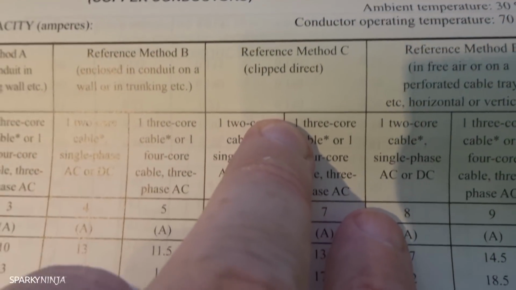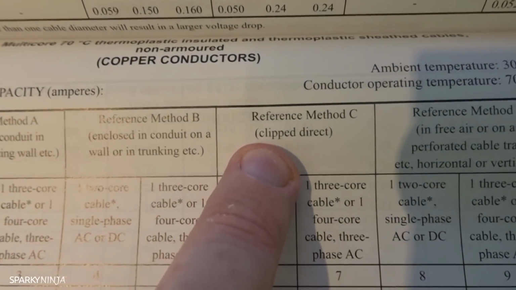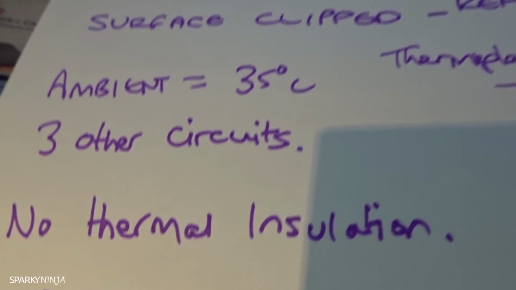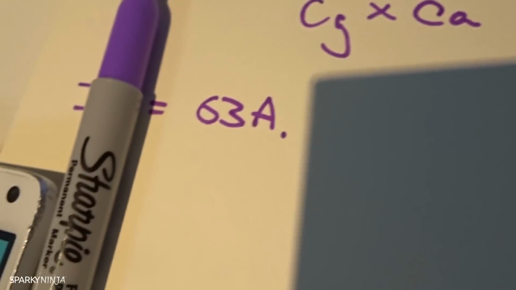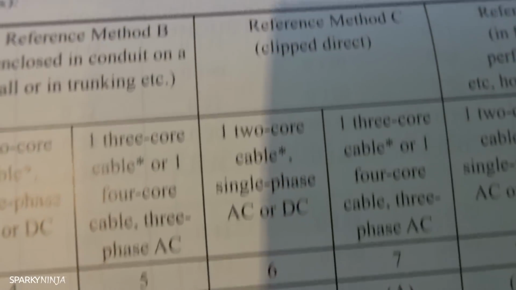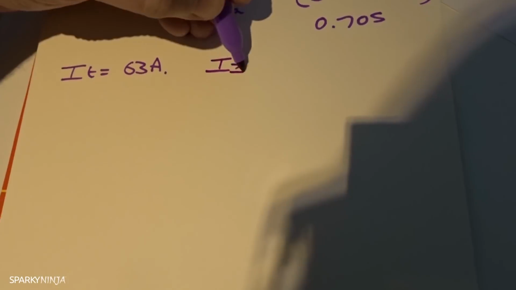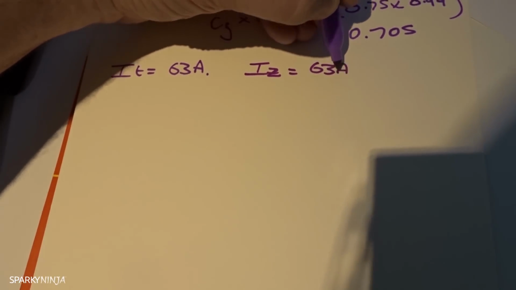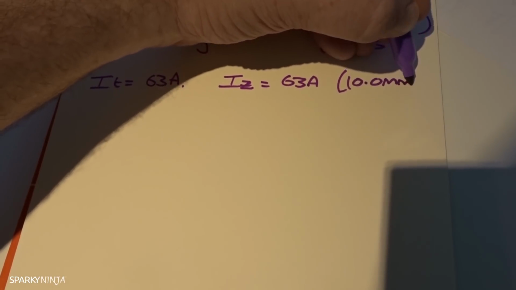Reference method was C, single phase. Clip direct, reference method C. Single phase circuit. We want the next number above 63. Well, it's bang on 63, and that is 10 mil. Reference method C, single phase, 63 amp, 10 mil. So that's absolutely fine. So IZ equals 63 amp, which is a 10 mil cable.